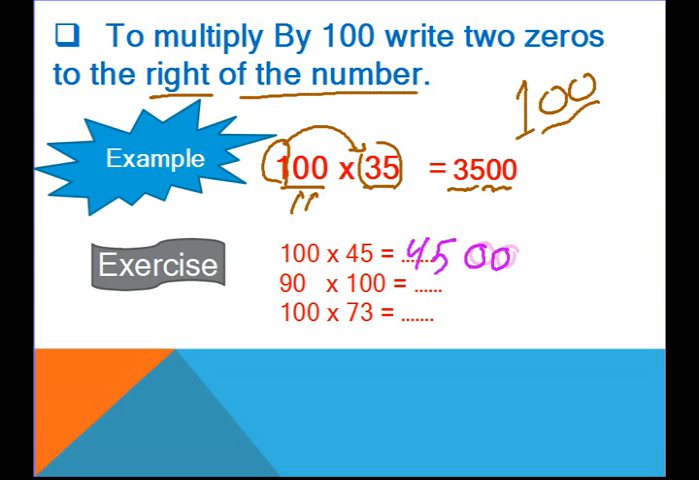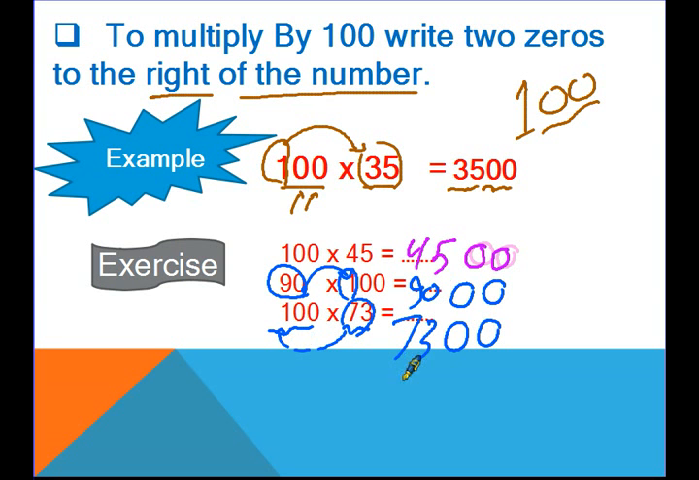4,500. Another example, 90 times 100. When I multiply by 100, I will put the 2 0s at the right of the number, and 90 times 1 equals 90. And the result is 9,000. The last example about this part, if I said 100 times 73, I will put the same 2 0s on the right of the number because I multiply by 100, and 73 times 1 equals 73. Okay, I will go to the next exercise.